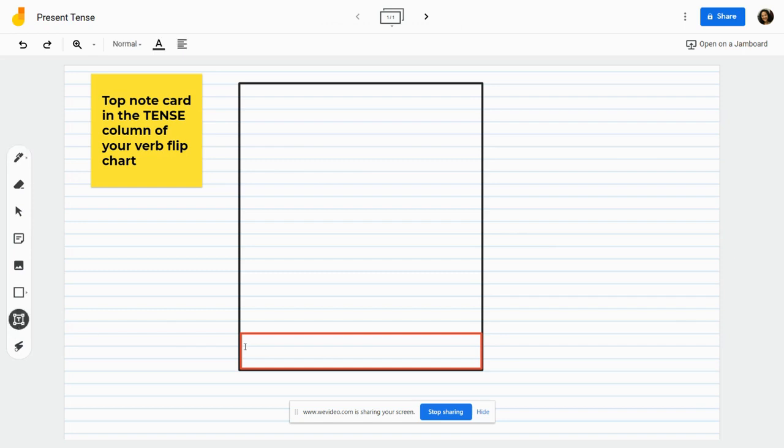So the first thing you're going to do is in this area, write present tense. And then you're going to write the 3 ways you can read the present tense, which is blank-s, is/are blank-ing, or does blank. Like, my mom loves me, she is loving me, she does love me. Okay, that's how you would translate the present tense. So that's going to go on the tab of that top note card.